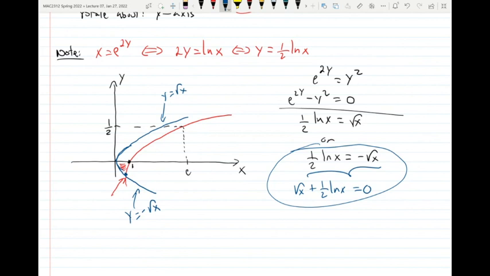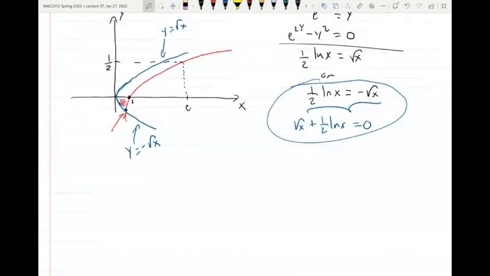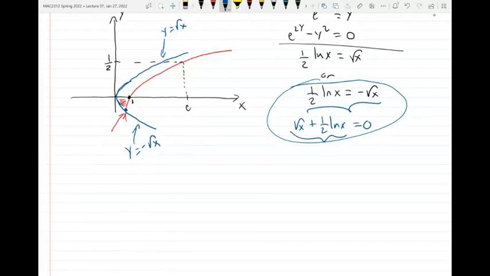This is what you do. You want to solve this equation, 1/2 ln of x equals negative square root of x. To solve this is equivalent to finding the zeros of this function. So will this function ever be 0? We know this function is continuous on its domain, right? The domain is from 0 to infinity, not including 0. So I'm going to call this function f. Let's call it f of x.